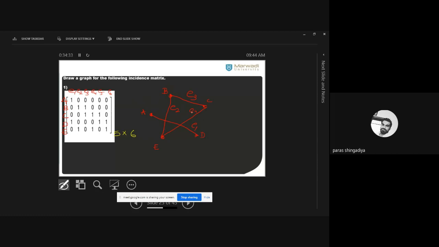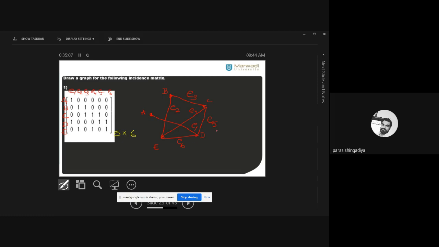And then after, the fifth column is mapped in between C and D. So connect C and D, and the edge name is E5. And then the last one, E6. E6 is in between D and E. Clear? The last two entries are 1, and that indicates D and E. So connect D and E, and that is our graph.